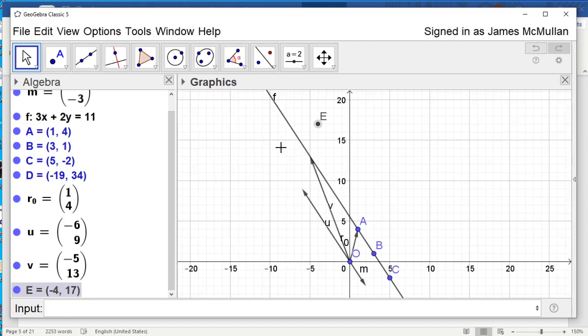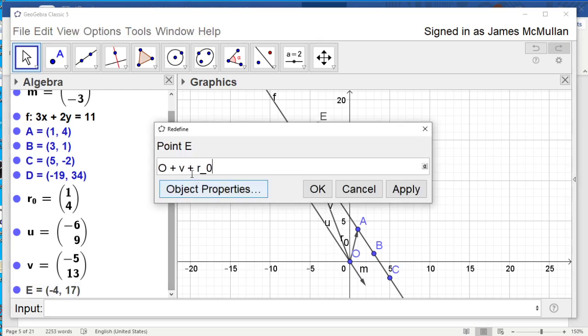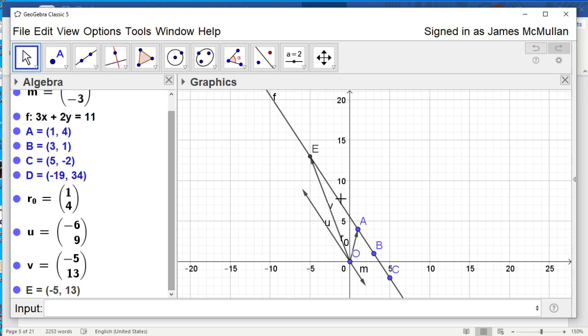Oh, sorry, V was the vector sum. I'm sorry, I should have said U. It looks like it double did something there, but okay. Anyway, so let's get rid of some of this stuff. So B and C, and let's hide the label for this one.